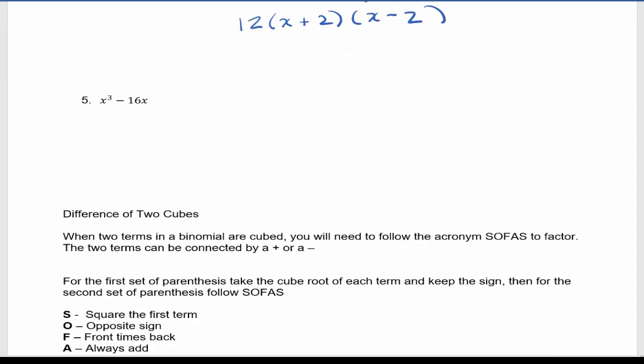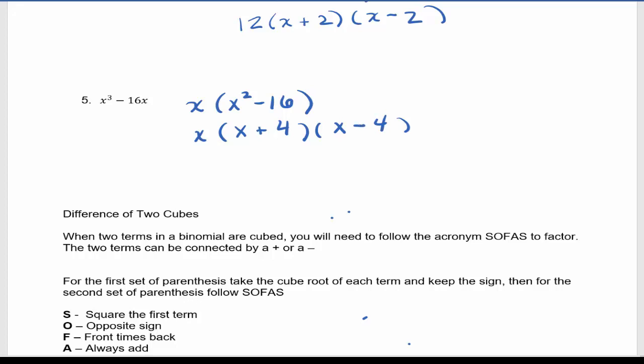Number 5 here. What is the greatest common factor here? I can take out an x, which leaves me x squared minus 16. Can I take the square root of x squared? Yes. Can I take the square root of 16? Yes. Positive and negative, 4.